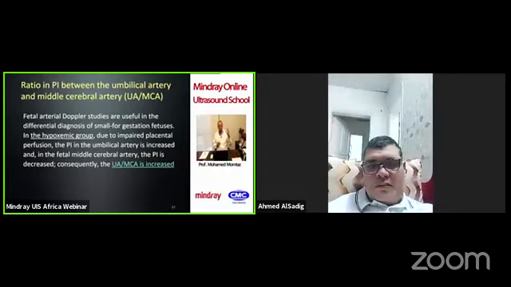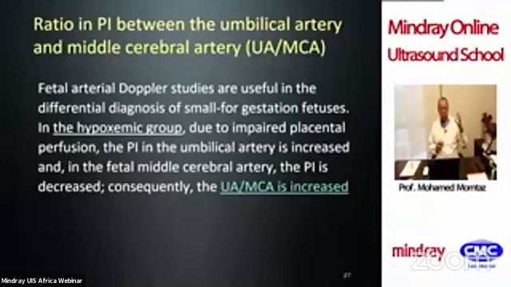So the umbilical artery, middle cerebral artery, or middle cerebral artery, umbilical artery, whatever you use, the ratio is important in these cases. There is no evidence that the use of other peripheral arterial fetal vessels, such as renal arteries, splenic artery, or peripheral pulmonary arteries, provides any advantage in the identification of intrauterine growth restriction.